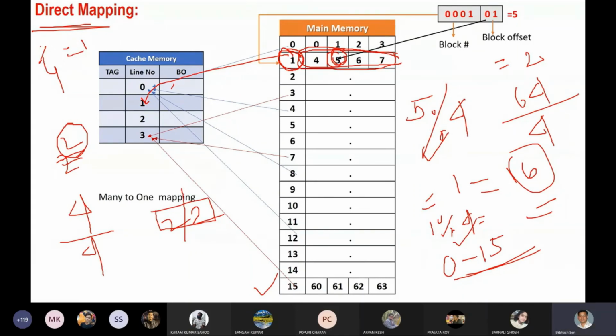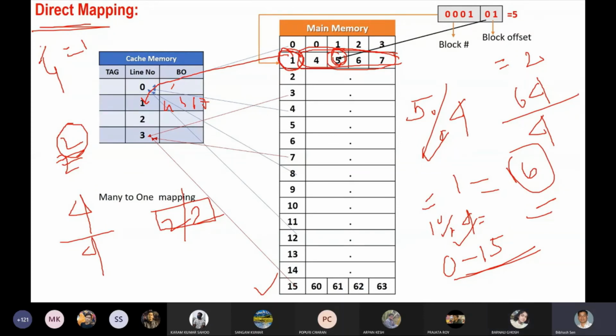Block size is the same, so I can load it entirely. But my point is that I know only 5 in the block is my required goal. Why am I loading 4, 5, 6, 7 together in the location of 1? Here you will find 4, 5, 6, 7. Can you tell me why? Due to locality of reference.